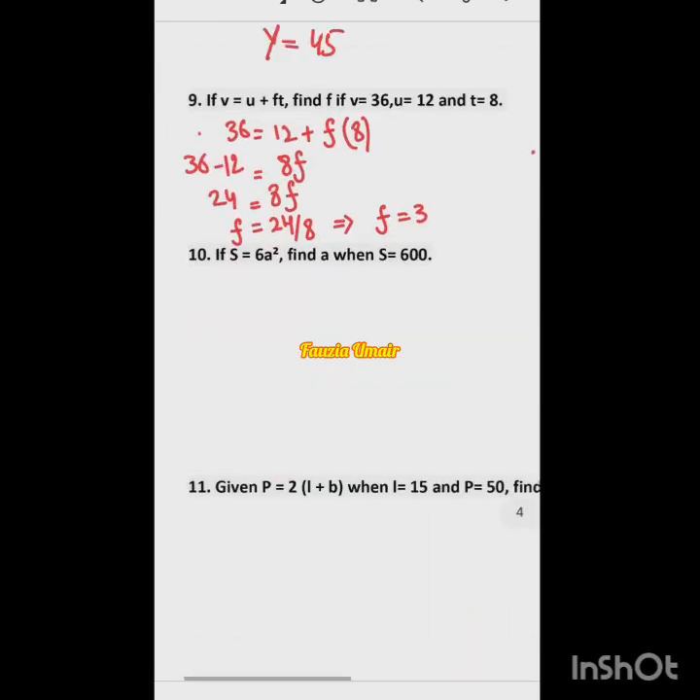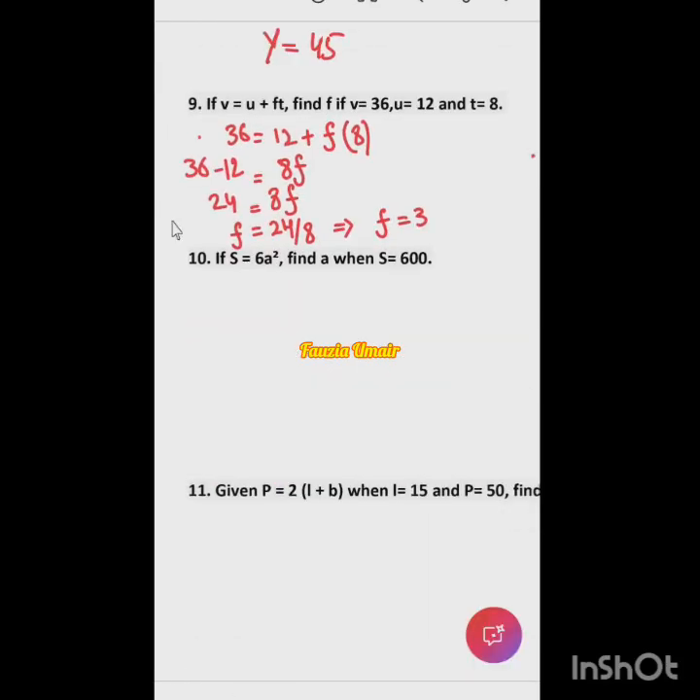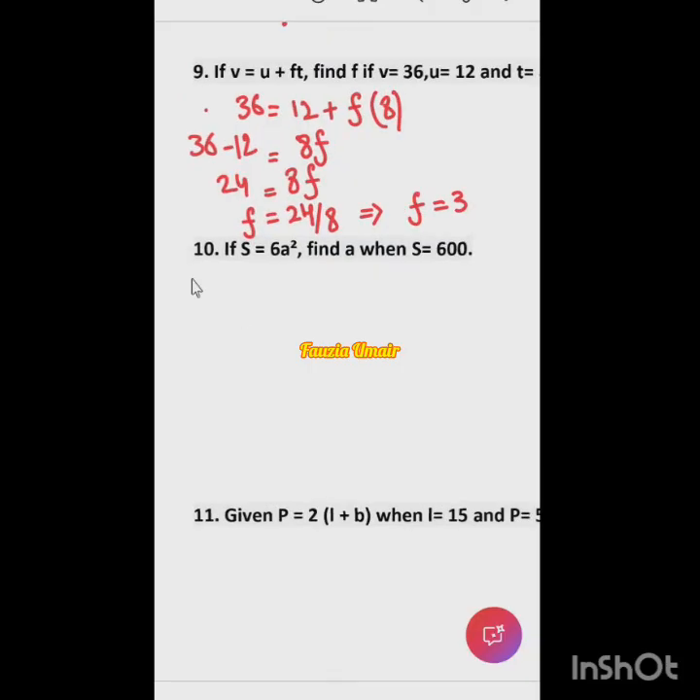So moving on to the next question. Now the questions are getting a bit tricky. The question is, if s is equal to 6a square, find a when s is 600. So first of all, we will just put the values. So S is 600 and equal to 6a square.